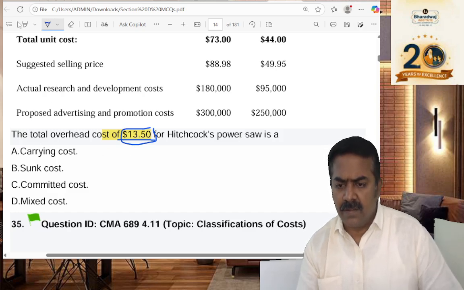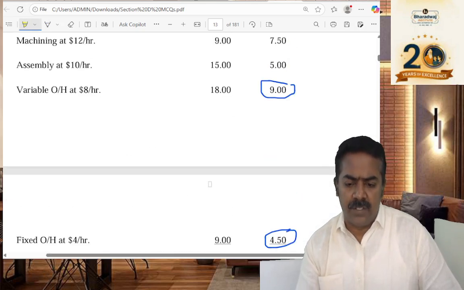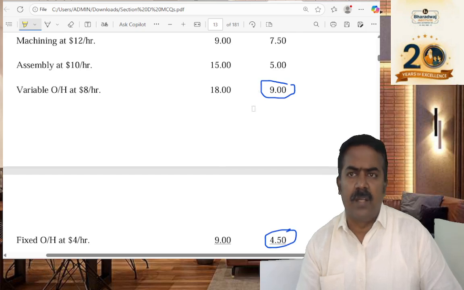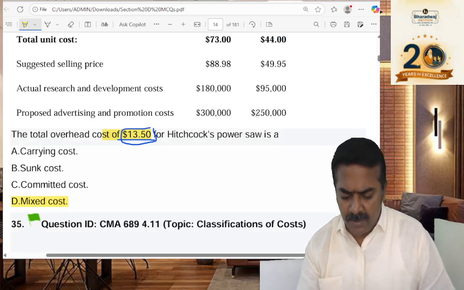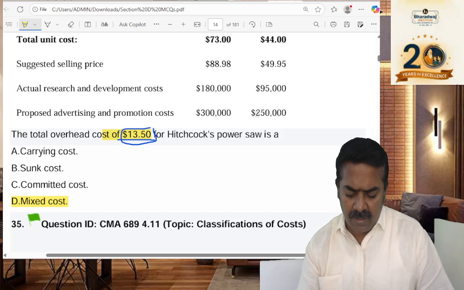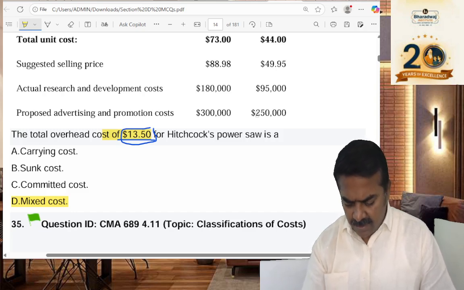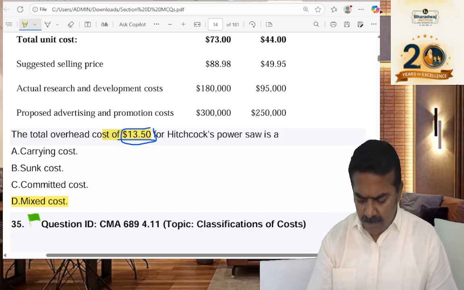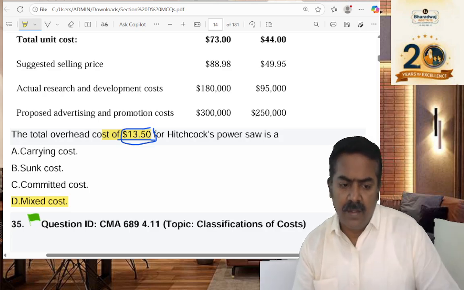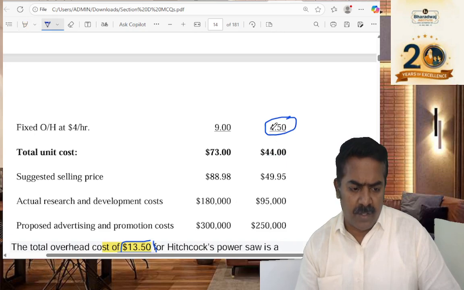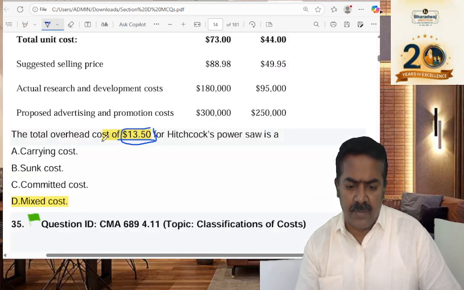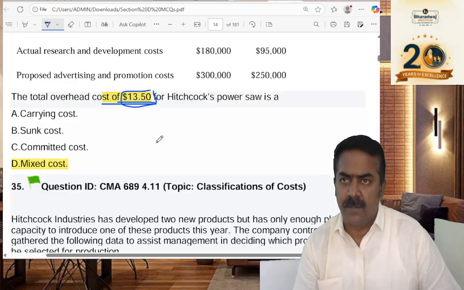13.5 is a mixed cost. How? In the 13.5, a component is fixed and a component is variable. So when you express 13.5, that is semi-variable cost. You can call it mixed cost. I'm going to check the answer. Variable overheads per hour 9 and fixed overheads 4.5. Total overheads are 13.5. This includes both fixed and variable portions.